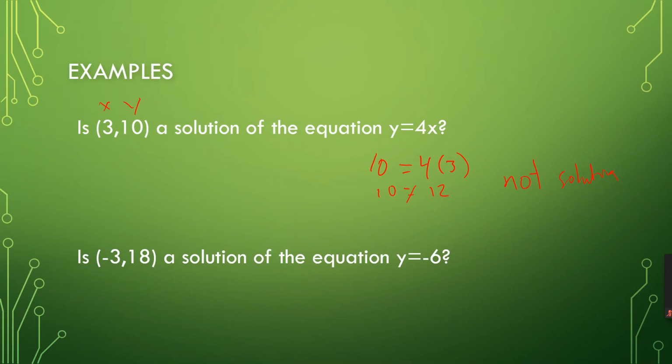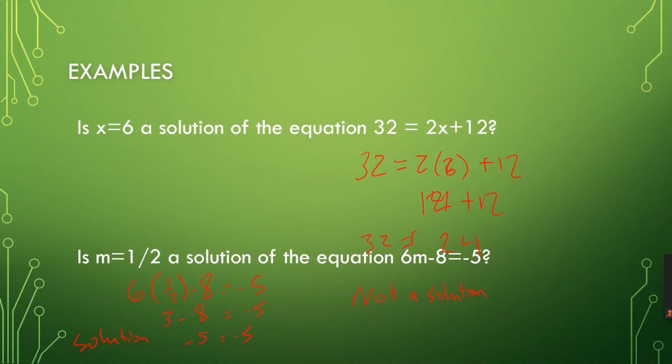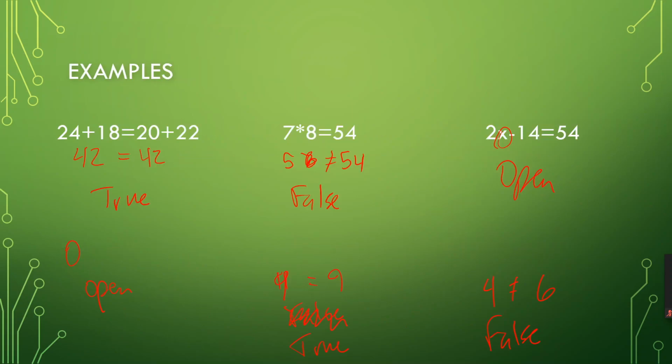Last one, we have x is -3, y is 18. So we have 18 equals -6 times -3, positive 18. They are equal to each other, so it is a solution. Right? A couple others I want to mention.